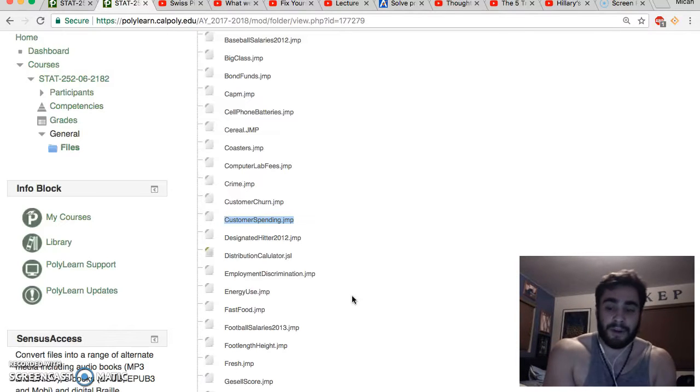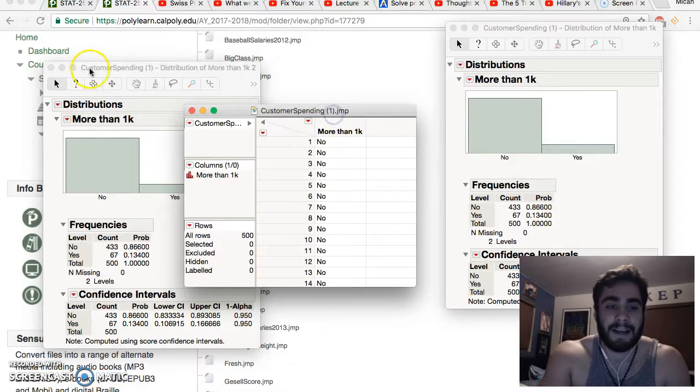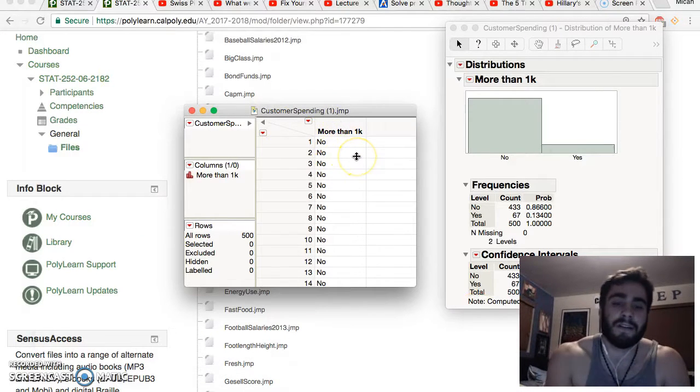And the JMP file that you're going to need to download is the customer spending JMP file. And once you have that downloaded, it'll pop up like this, and you'll have one column that says more than 1K, and it's going to have a yes or no.